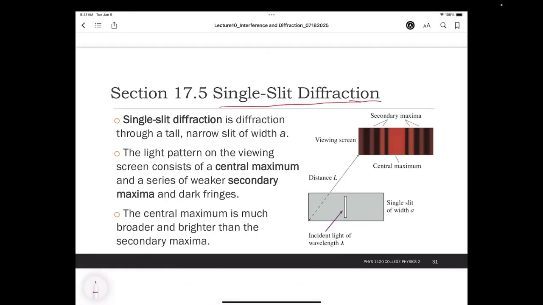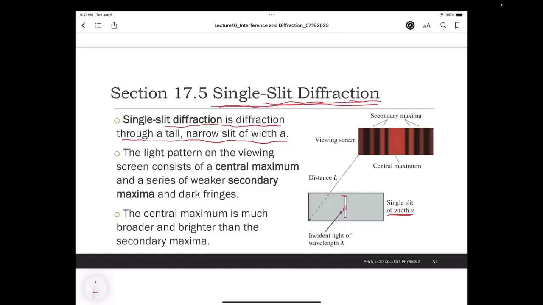diffraction. We talked about double slit diffraction and the diffraction grating, and diffraction grating is just like multiple slit diffraction. Here we talk about single slit diffraction. Single slit diffraction is the diffraction through a tall, narrow slit of width a. Here there is a tall, narrow slit, and the width is a.